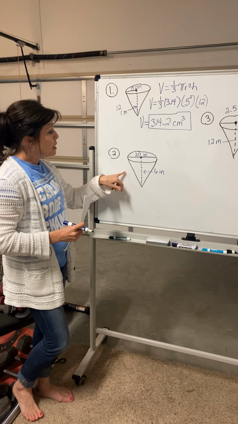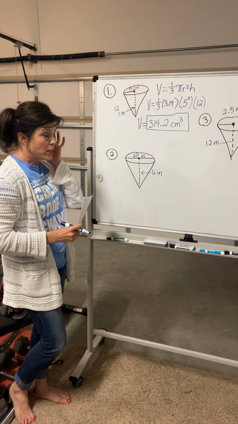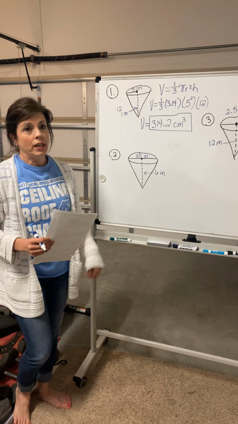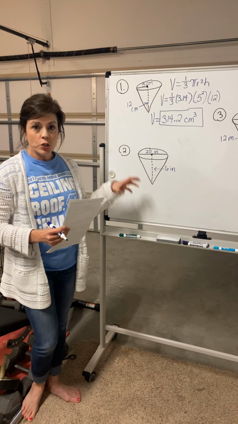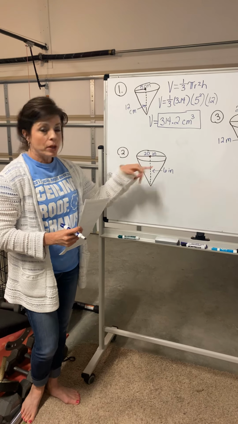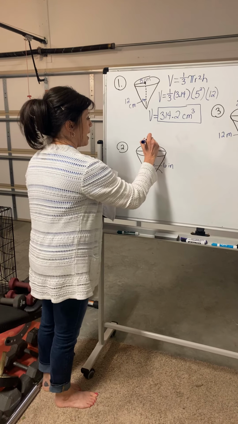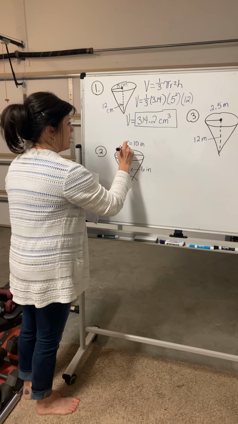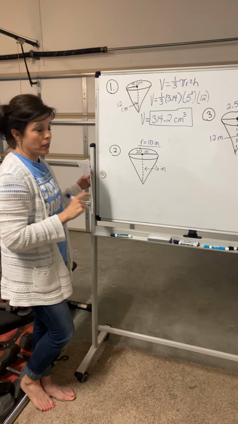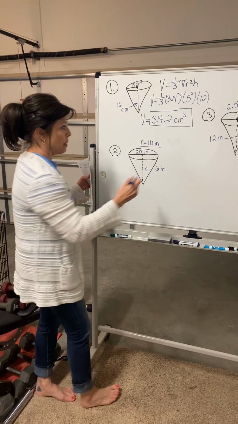Moving on to number 2, the first thing that you need to notice, and if you were taking the EOG or benchmark or whatever, this is a common way they try to trick you. They have the diameter instead of the radius. So the first thing that I need to make sure I know is that my radius is 10. This is what I have to use in my formula. I can't use 20 because that's the diameter.